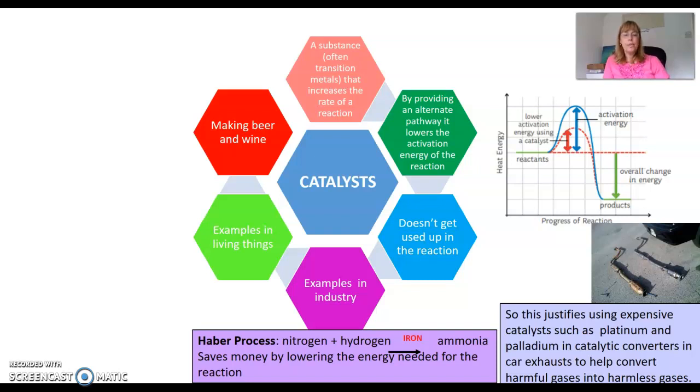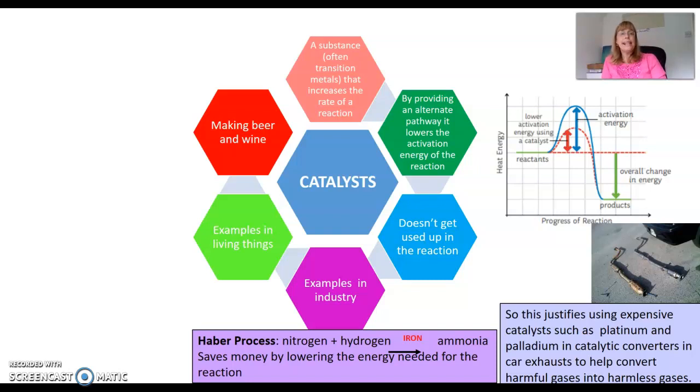Notice how I've written this reaction. I've put iron on top of the arrow rather than as part of the reactants and part of the products. This is to show that it doesn't actually change during the chemical reaction. It simply acts as a catalyst, speeding it up.